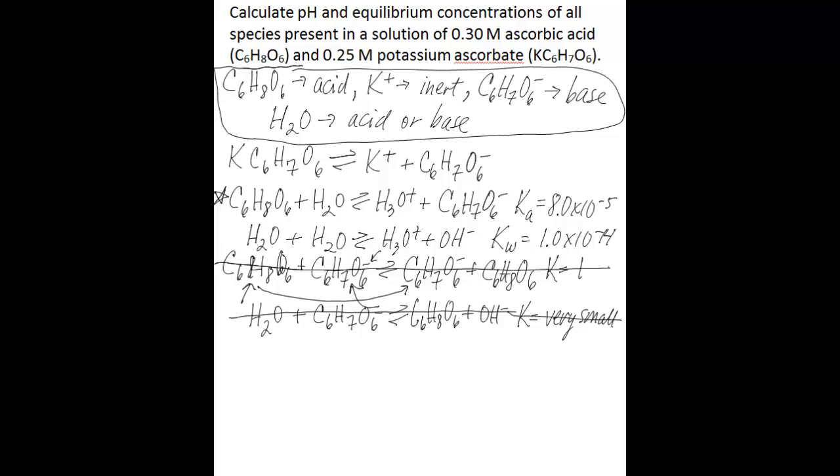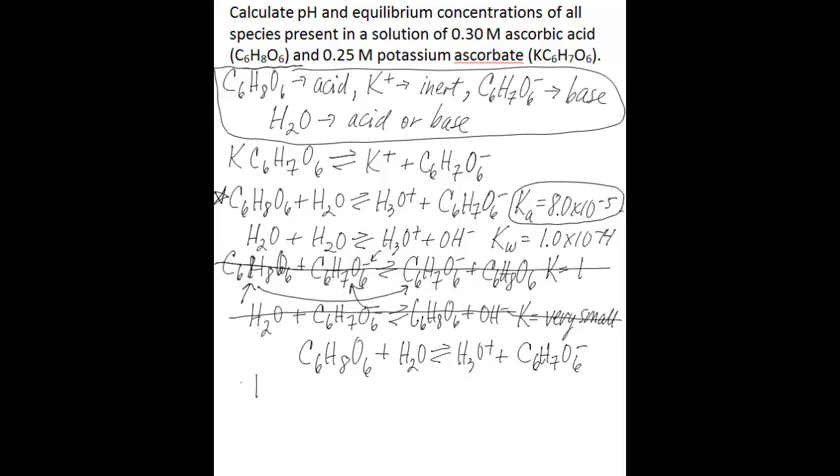And then we're left with the last two, and the first one, showing proton transfer from ascorbic acid to water, has the bigger Ka value, so this is going to be the reaction that heads our ice table. So now we can draw the ice table. So we'll put our principal reaction at the head of the ice table, ascorbic acid transferring a proton to water to give the hydronium ion plus the ascorbate anion, or the conjugate base of ascorbic acid.